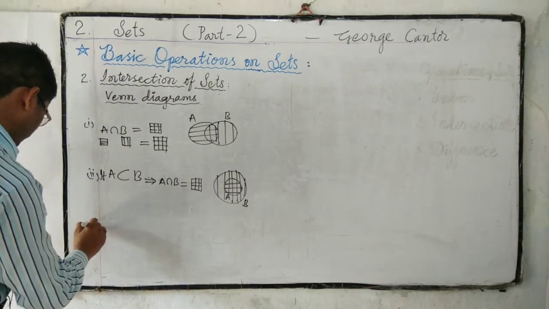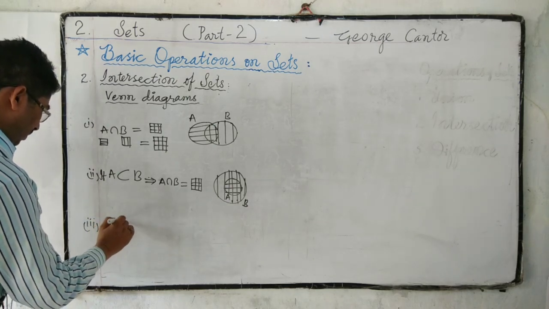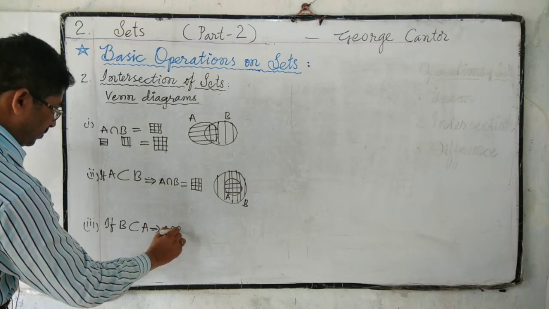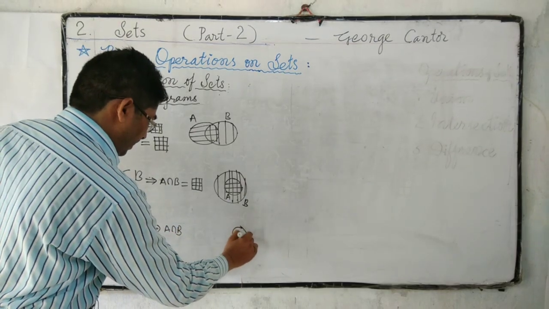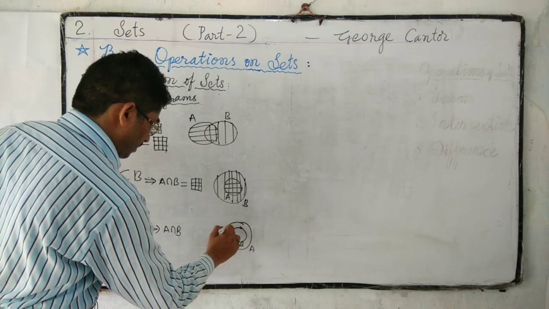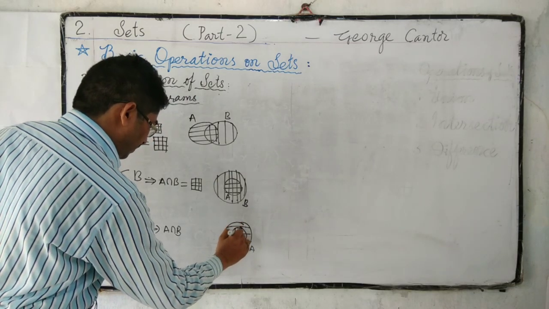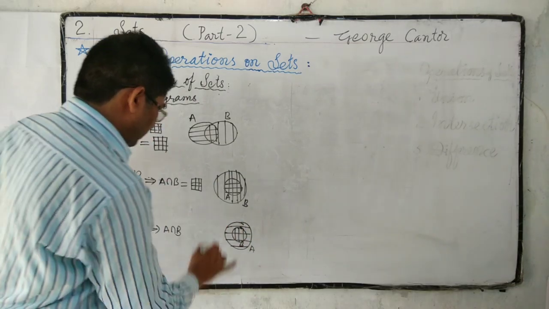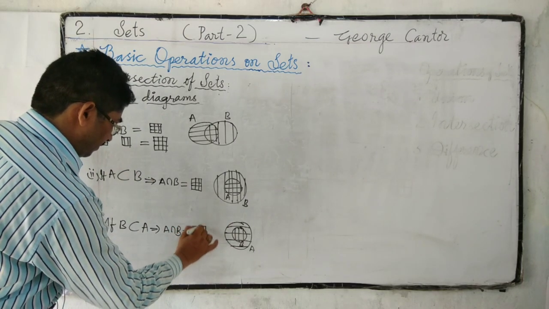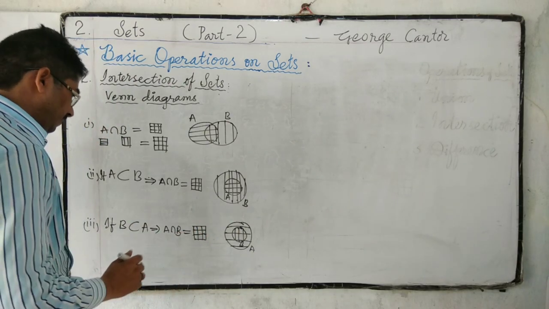Next, if B subset A, then A intersection B, means B is in A. This is B, this is A. A is horizontally shaded, B is vertically shaded. In this also, the net shaped shaded portion is the result.